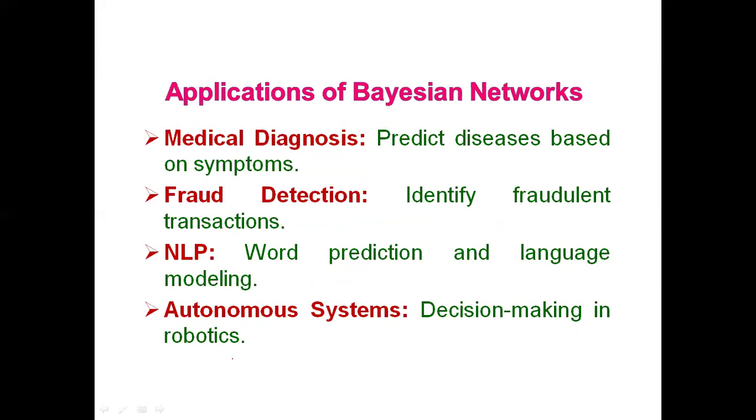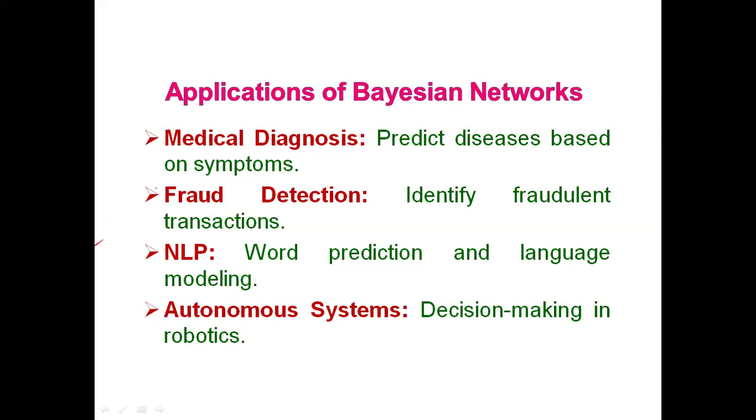Next, applications of Bayesian networks. It is used in medical diagnosis. Bayesian networks are extensively used in medical diagnosis to predict the likelihood of diseases based on observed symptoms. For example, a Bayesian network can infer the probability of heart attack given symptoms such as chest pain, shortness of breath, and high blood pressure.